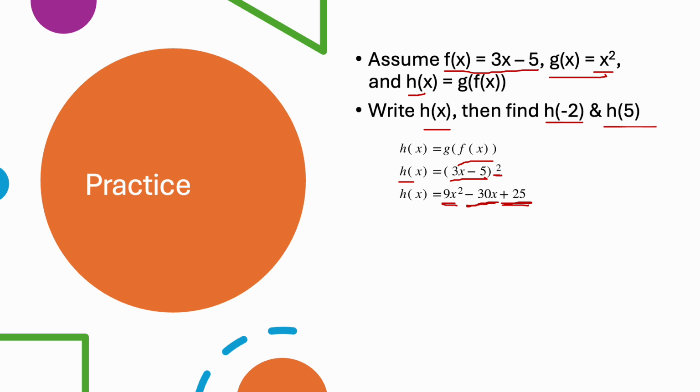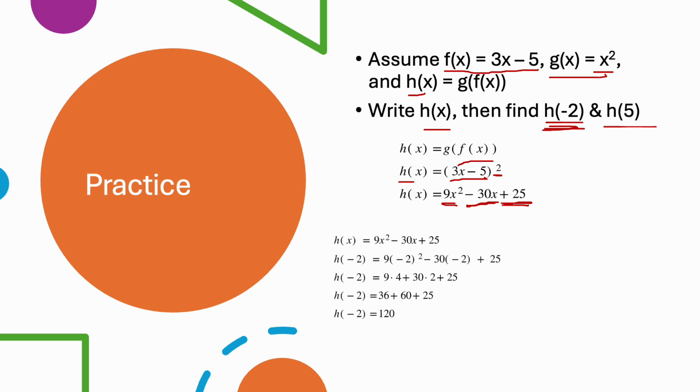And now you can try to find h of negative 2, and then get back to me. Okay, so if h of x is 9x squared minus 30x plus 25, then h of negative 2 is going to be 9 times negative 2 squared minus 30 times negative 2 plus 25, which is going to be 9 times 4 plus 30 times 2 plus 25, or 36 plus 60 plus 25, which is 121, because we're just plugging this in for the quadratic.